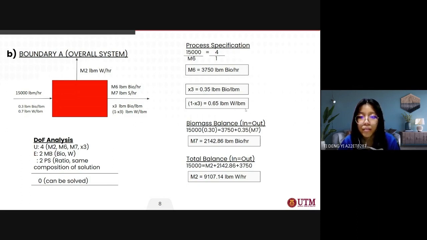Next, we perform the biomass balance equation, input equals output. We calculated that M7 is equal to 2142.86 pound biomass per hour. After that, we perform the total balance equation, input equals output. We calculated that M2 is equal to 9107.14 pound water per hour, which is asked in question B2.